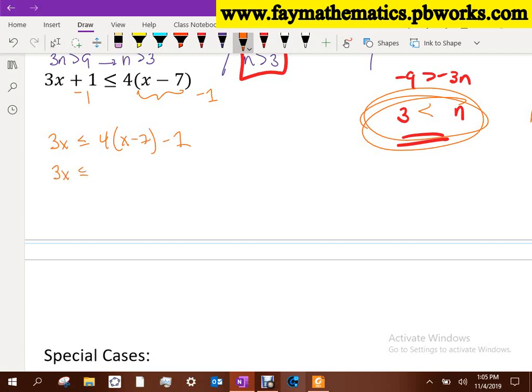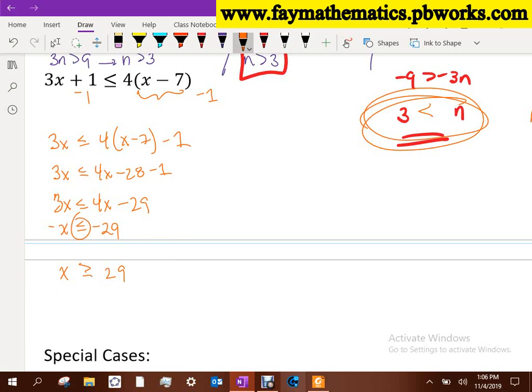Now what do you got to do? Okay, so it's going to be 4x minus 28 minus my 1, right? So I get 3x is less than or equal to 4x minus 29. So now what do you do? Okay, so it's going to give me negative 1x is less than or equal to negative 29. Now what'd you do? You have to divide by a negative. So give me x and give me 29, right? What do I do with that? Okay, so it's got to point to the 29, right?